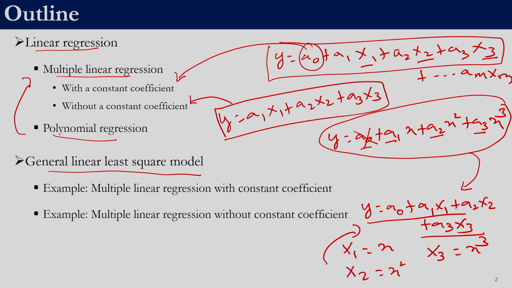Under the general linear least square method we will be discussing multiple linear regression with constant coefficient and also multiple linear regression without constant coefficient. That is going to be the focus of this session. Whatever we had considered so far, we had only one dependent variable and one independent variable. In multiple linear regression we will have more than one independent variable, and the dependent variable is still one. So we are talking about models like y is equal to a0 plus a1 x1 plus a2 x2 plus a3 x3 and so on. Now let us look into multiple linear regression.